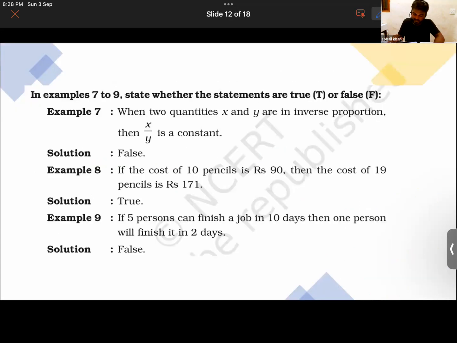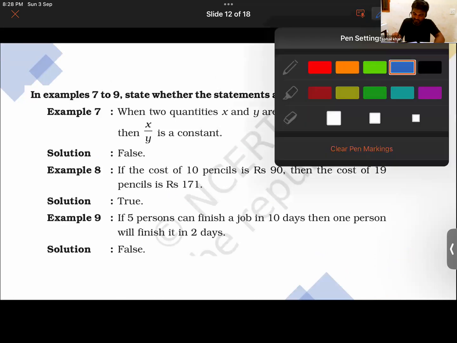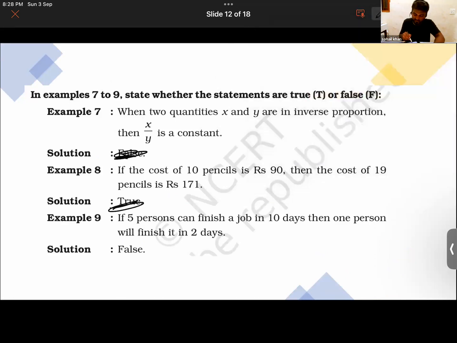All right. Now let's move ahead. Now see, the examples are given here. You have to answer whether the given statement is true or false. When two quantities x and y are in inverse proportion, we have come to the inverse proportion now, then xy is a constant. Is it true?